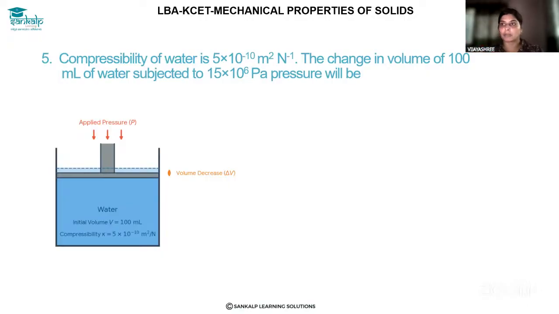Mathematically, compressibility can be written as fractional change in the volume, which is delta V divided by V, that is change in the volume divided by initial volume, per unit pressure, which I write as P. So I can simply write it as delta V by V into P. So let us take delta V.